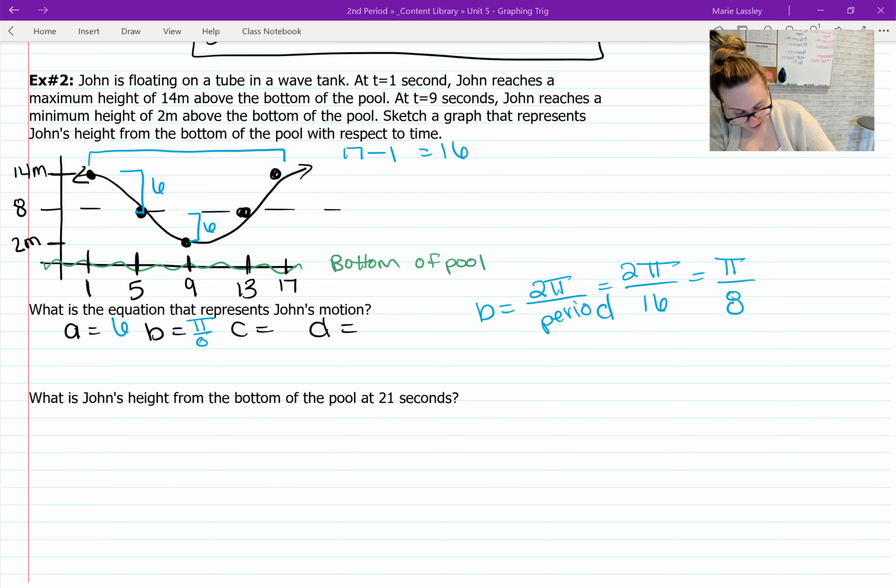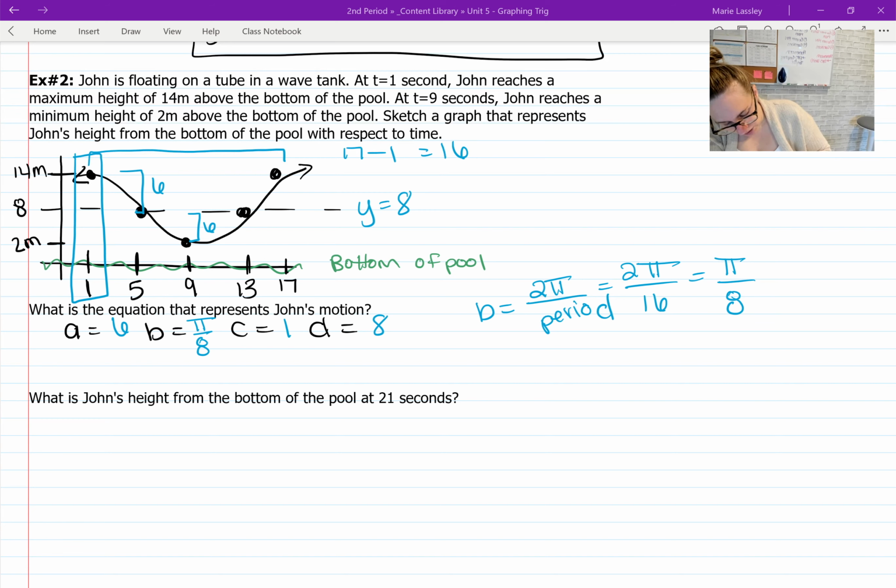C value, that's my starting point. I take my first point and look to see how far over it is from 0. It's 1. So my C value is 1. And then my D value is my midline, and we already calculated that. That midline is at y equals 8. So 8 is my D value. Now I can make my equation.